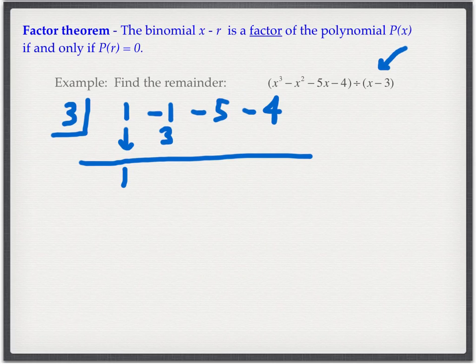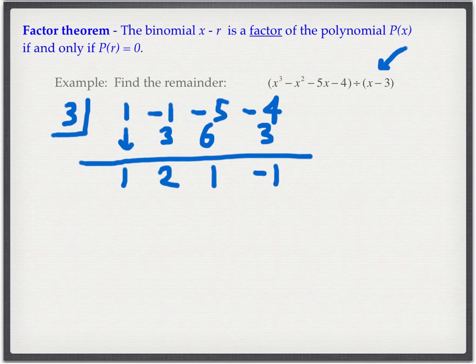I write that here. Negative 1 plus 3 is 2. Again, I always multiply this by my result down here. So 3 times 2 is 6. Negative 5 plus 6 is 1, like that. And 3 times 1 is 3. And negative 4 plus 3 is negative 1.